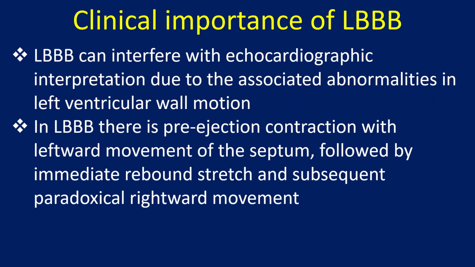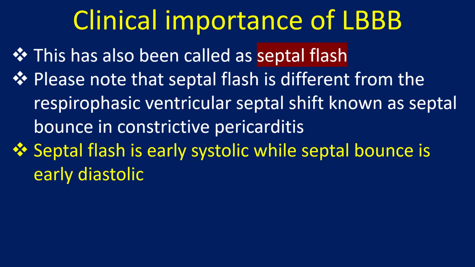LBBB can interfere with echocardiographic interpretation due to the associated abnormalities in left ventricular wall motion. In LBBB, there is a pre-ejection contraction with leftward movement of the septum, followed by immediate rebound stretch and subsequent paradoxical rightward movement. This has also been called as septal flash.